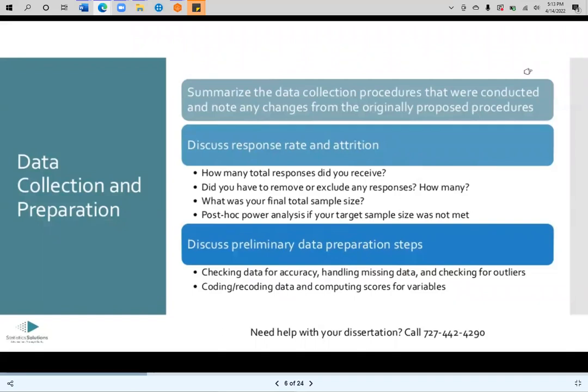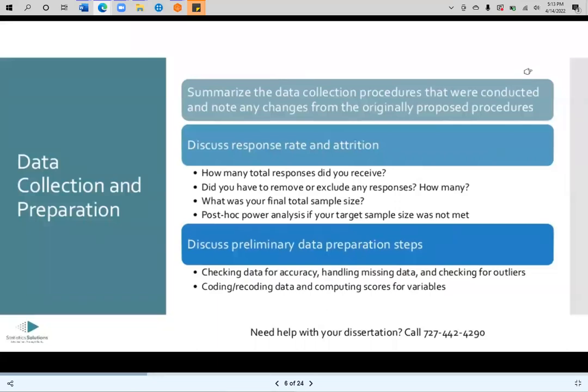Or you could impute the values that are missing. You could use a mean. So whatever it is that you plan to do, you'll just need to make that clear here. You'll also want to have some sort of plan for those different procedures. So if you're using a mean replacement or if you're going to do some type of imputation, you'll just want to describe that here as well.